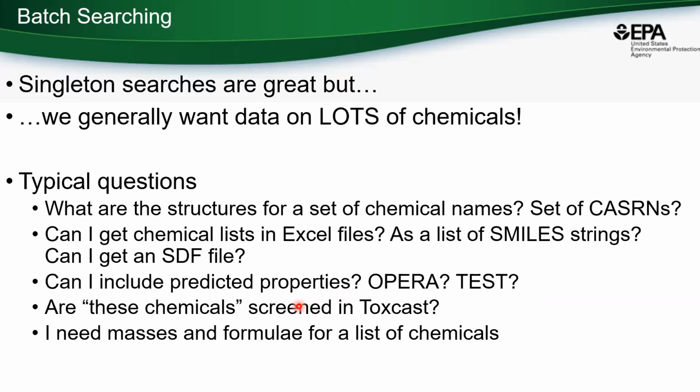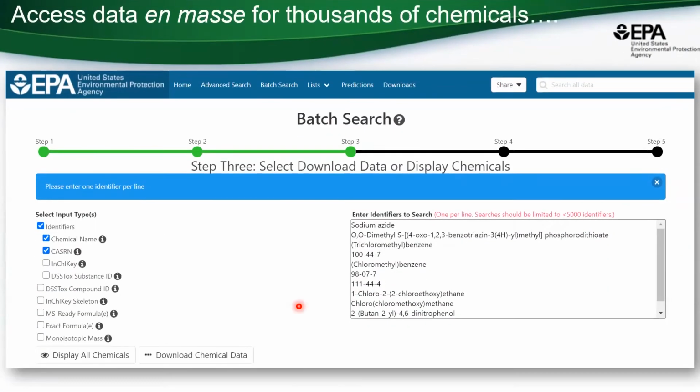So how would you get all of the data that you'd be interested in from our website? If you wanted the test predictions that Todd will be talking about, if you want to know if there's exposure data that Catherine will be talking about, if you want to know if things have been measured in ToxCast, how would you do that for 1,000 chemicals? So that's why we introduced the batch search.